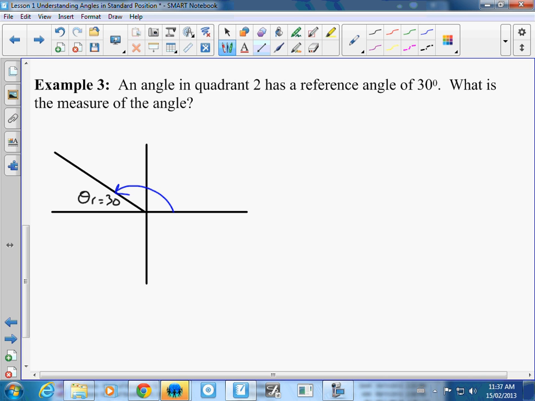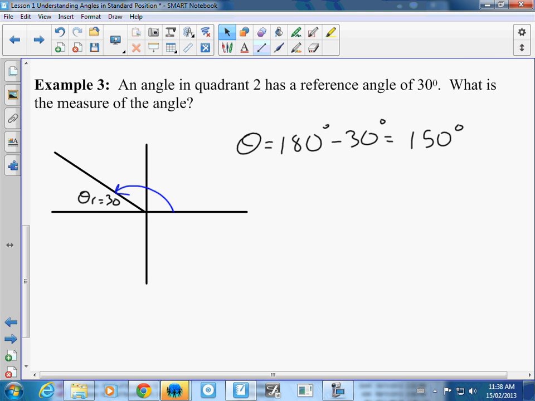So the angle we're looking for, theta, is 180 minus 30, right? Because we kick back up, minus 30, which is 150 degrees. Is that correct? Cool. It's really not that hard.